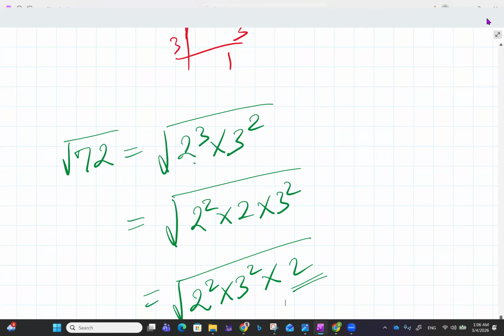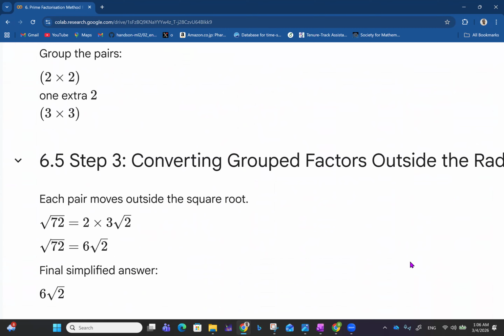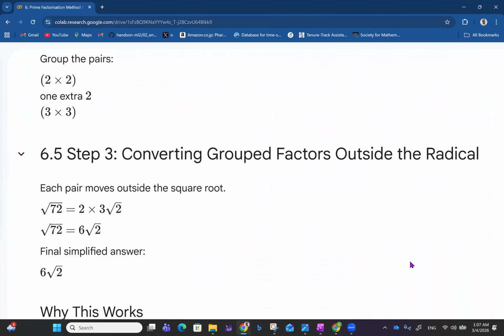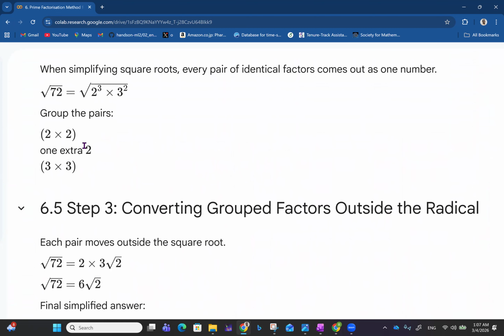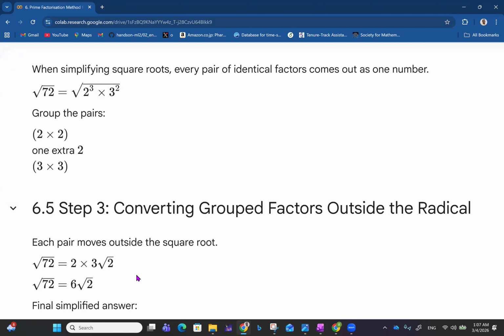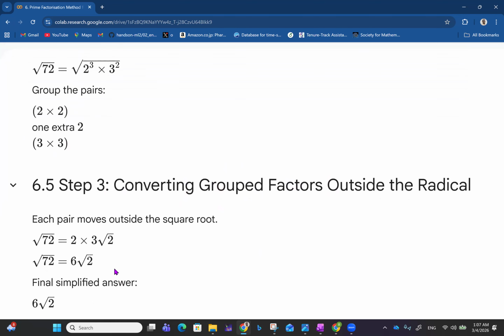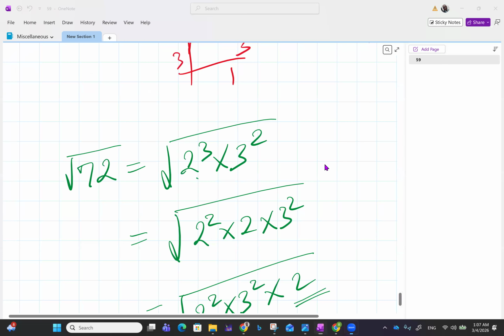So the next thing is converting grouped factors outside the radical. From two multiplied by two, you pick one. From three multiplied by three, you pick another one, and then you have two left under the radical, right? So each pair moves outside the square root. You have root 72 now is 2 times 3, root 2, and everything together is 6 root 2, which is the final simplified answer. So if I do that right here, then I have this now.